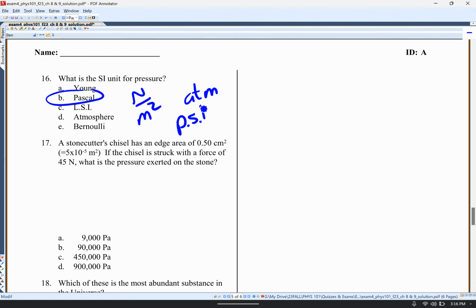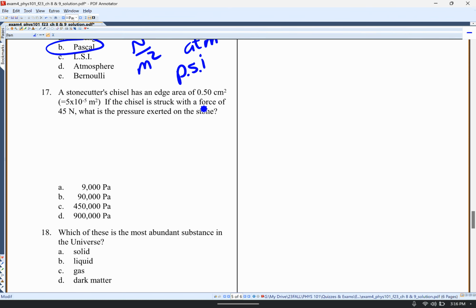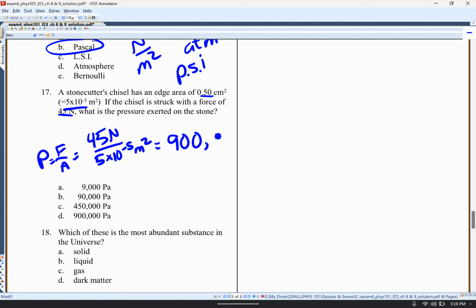What is the pressure exerted? In this case, I have a 45 newton force on the edge of a chisel that has a small area of 0.5 square centimeters. That's going to be 45 newtons. Pressure is force divided by the area, 5 times 10 to the minus 5 square meters. I went and did the conversion for you, and that is equal to 900,000 pascals. It's a pretty big pressure, 900,000 pascals. It's 9 atmospheres.